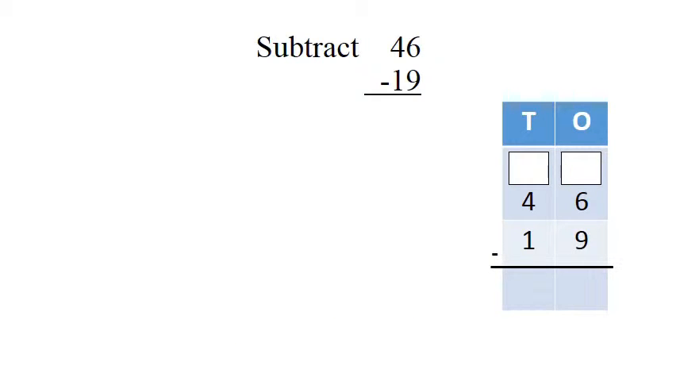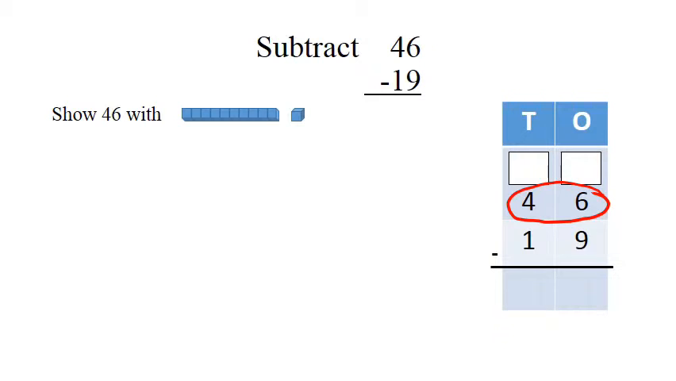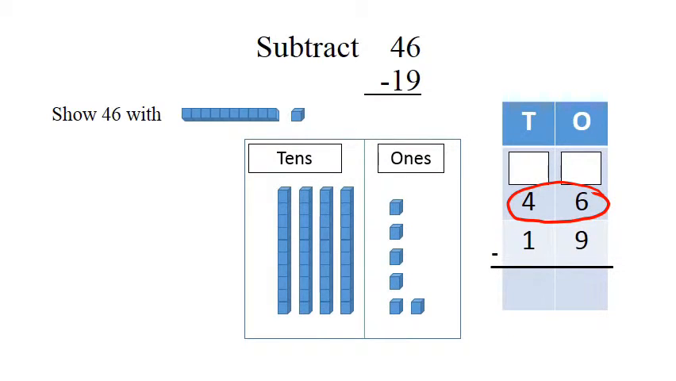Let's try another problem. This time I have 46 and I'm going to take away 19. I'm going to show the base 10 with the base 10 blocks. Remember, I always show the bigger number, the number on top. That's what I'm starting with. So I have 4 tens and 6 ones.